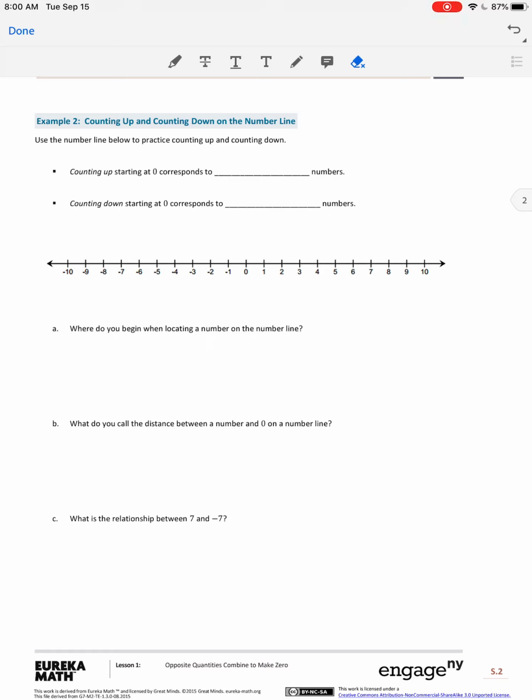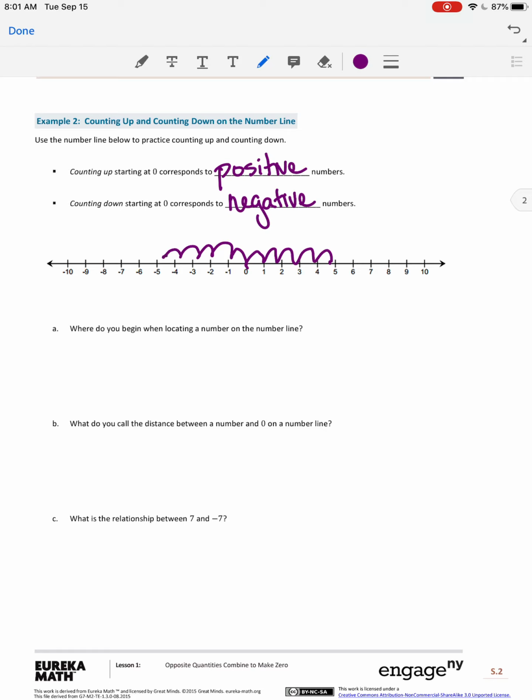The first thing we're going to talk about is counting up and counting down on the number line. And this is probably review for you, so I'm going to move a little quickly. If we are using the number line to count up, we always start at 0. And if we're counting up and starting at 0, this corresponds to positive numbers. If we start at 0 and we count down, this corresponds to negative numbers. Makes sense, right? If we're counting up, we're going to the right to our positive numbers, and if we're going down, we're going to the left to the negative numbers.